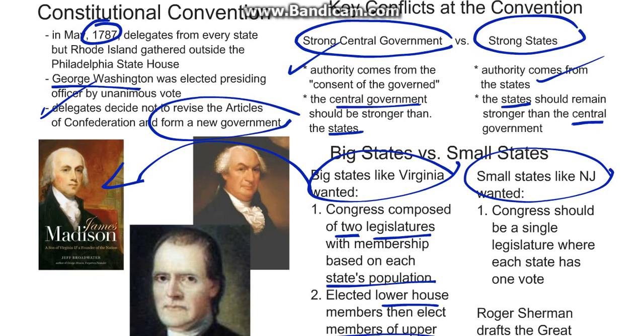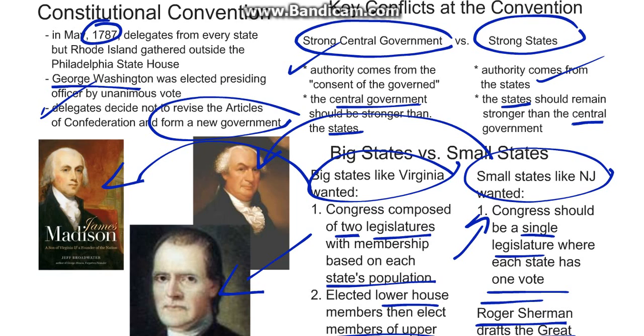Small states like New Jersey wanted a Congress that would be a single legislature where each state only had 1 vote. This was William Patterson's plan, which is pictured here. Roger Sherman drafts what's called the Great Compromise, which merges the 2 plans, and Roger Sherman is pictured here.